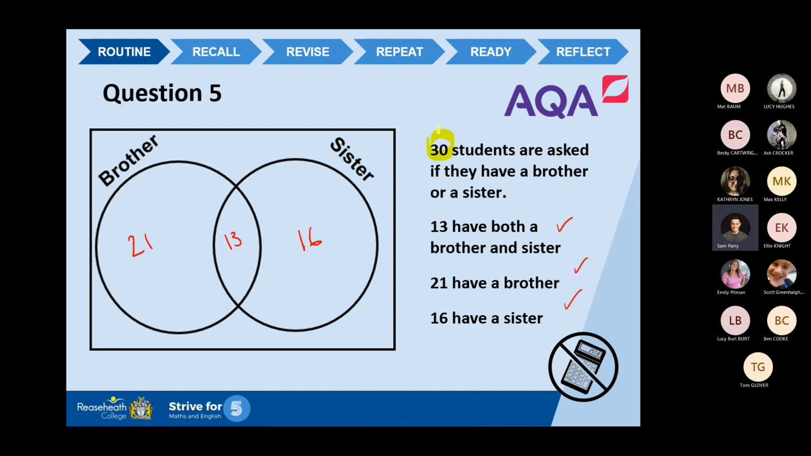There's 30 students asked. 21 add 13 is 34. Add 16, that's 50. So our numbers add up to saying there's 50 students. So straight away, it's like, hang on a second, something's not right. So we're going to start from the top. I'm going to explain step by step how we use this information to fill in this Venn diagram accurately.